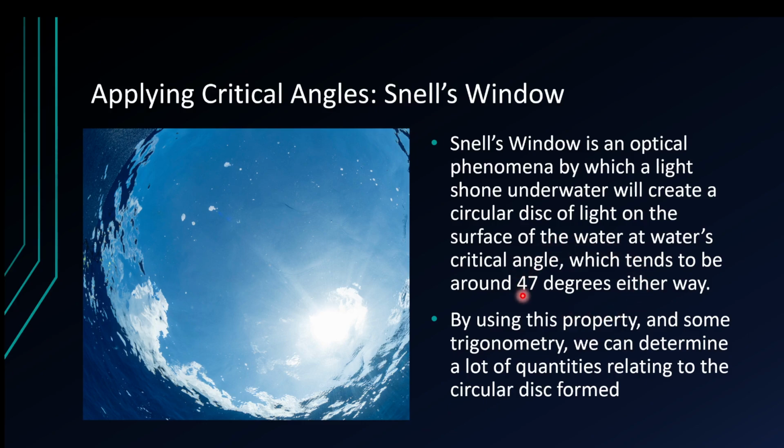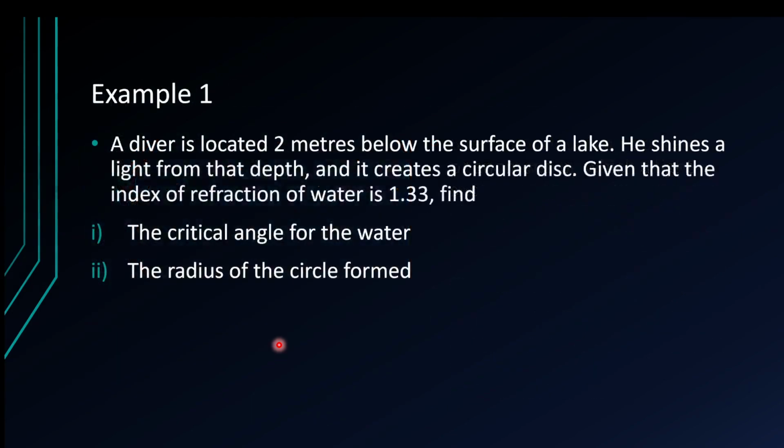The critical angle of water tends to be about 47. And by using this property and some trig, we can determine a lot of quantities related to this particular circular disc. So I'm going to walk through one example, and then I'm going to show you another example on the next slide. I'm going to show you how to do it first, because it is a bit whack.